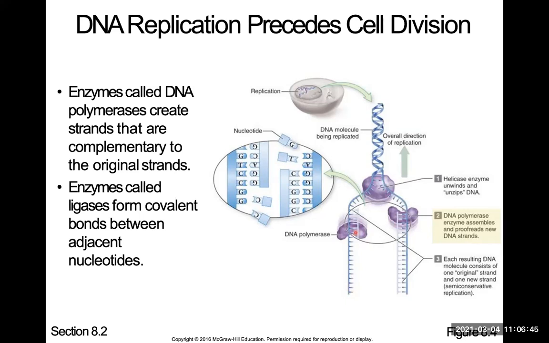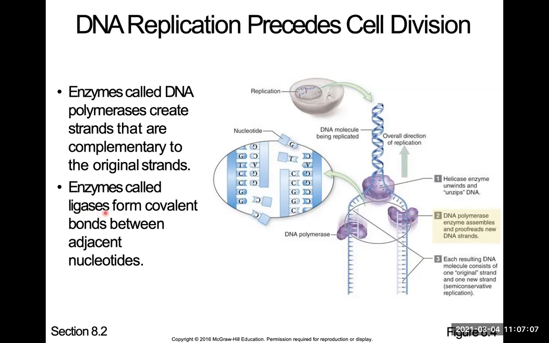And then because this is happening in the opposite direction and this is the lagging strand, it leaves some breaks sometimes. So the enzyme called ligase comes in and starts to fill those breaks. It starts to form covalent bonds between the adjacent nucleotides. So it starts to repair that. So this is like glue. This is the enzyme that's like glue.